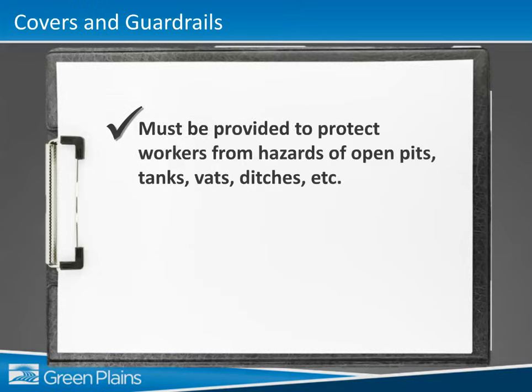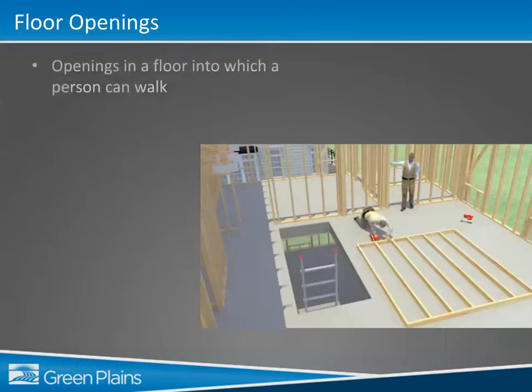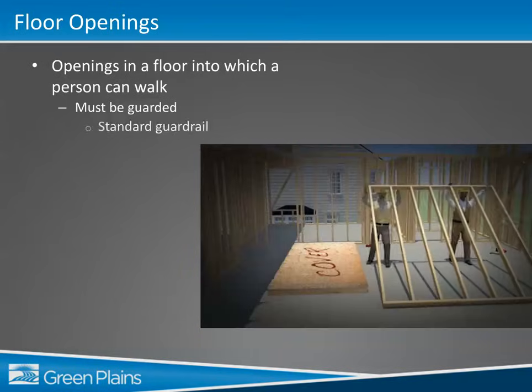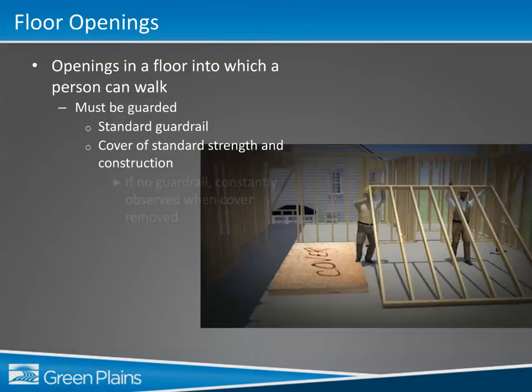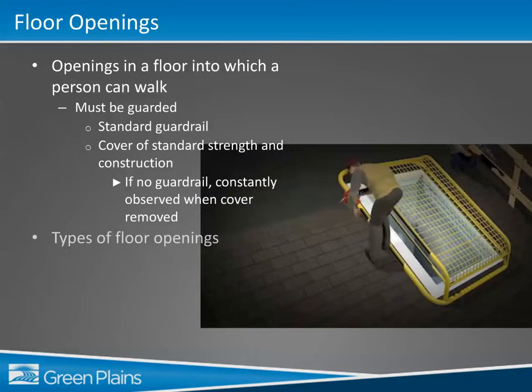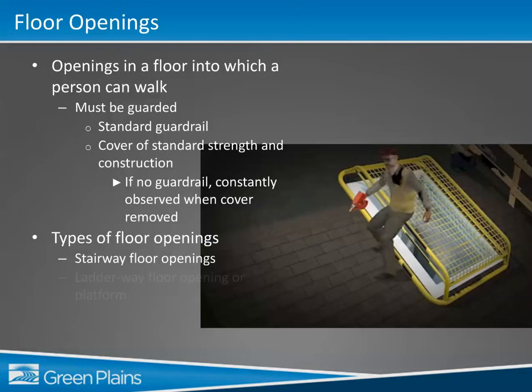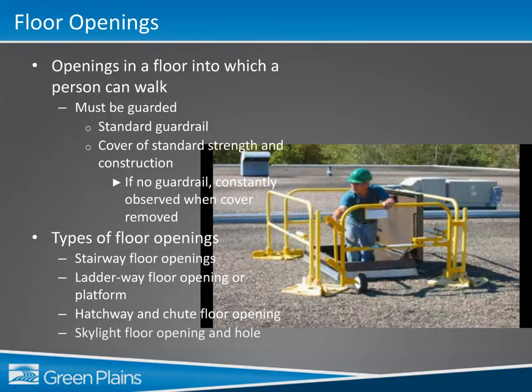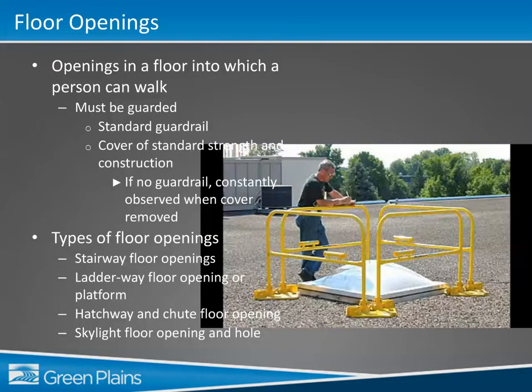Covers or guardrails must be provided to protect employees from the hazards of open pits, tanks, vats, ditches, etc. A floor opening is any opening in a floor into which a person can walk. Floor openings must be guarded by a standard guardrail or a cover of standard strength and construction and marked as hole. While the cover is not in place, it must be protected by a standard guardrail or constantly observed until recovered. Some types of floor openings are stairway floor openings, ladderway floor openings or platforms, hatchway and chute floor openings, and skylight floor openings and holes.